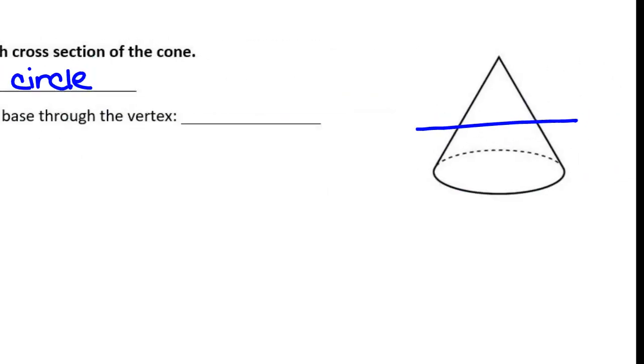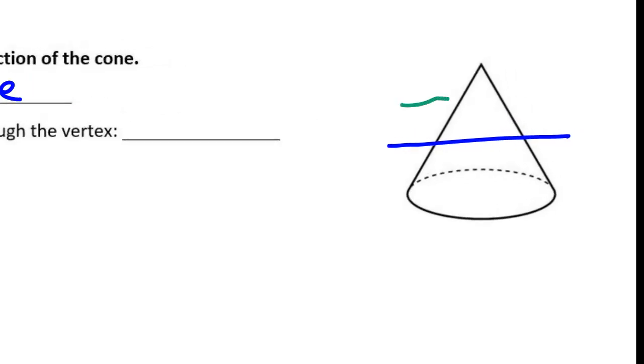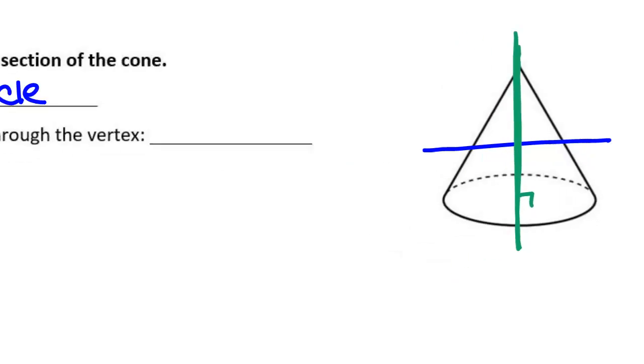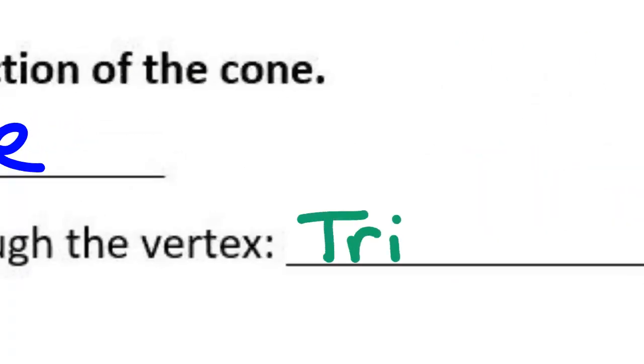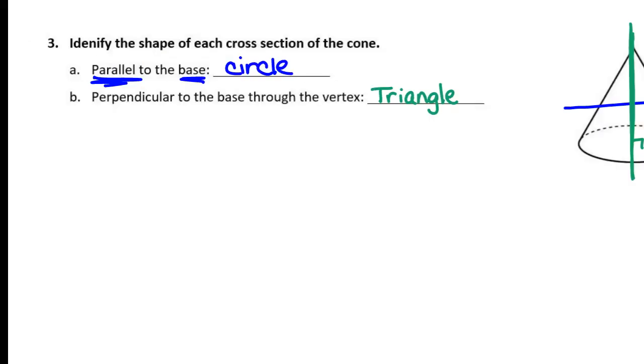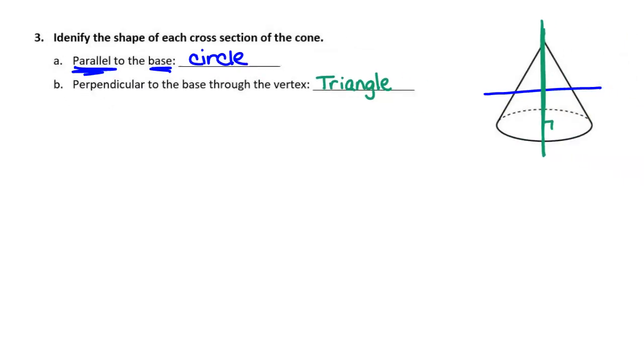What if I were to cut it perpendicular to the base through the vertex? So this way. A triangle. Perpendicular to the base through that top point means that cut edge would look like a triangle. Now, if I were to look at the object as a whole, the back side of that cut would have this curved half circle shape to it. But if I'm just looking at the cut edge, like if I used it as a stamper, I would be stamping triangles then.